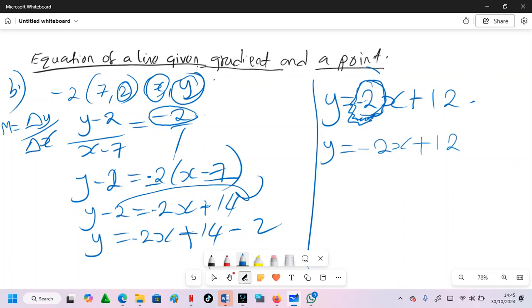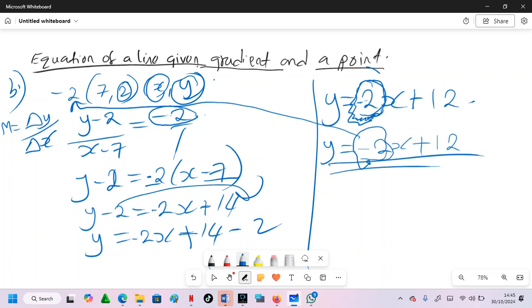I hope you've learned something from that: the moment you do not have exactly the gradient that you're given as your value of m, even if just the sign is wrong, as we had 2 instead of negative 2, that should be a red flag that there is something you have not done correctly. So you go back and check. In this case the negative 2 is our gradient, and this is the y-intercept, the point where the line touches the y-axis. I hope the video is useful and you have learned something.